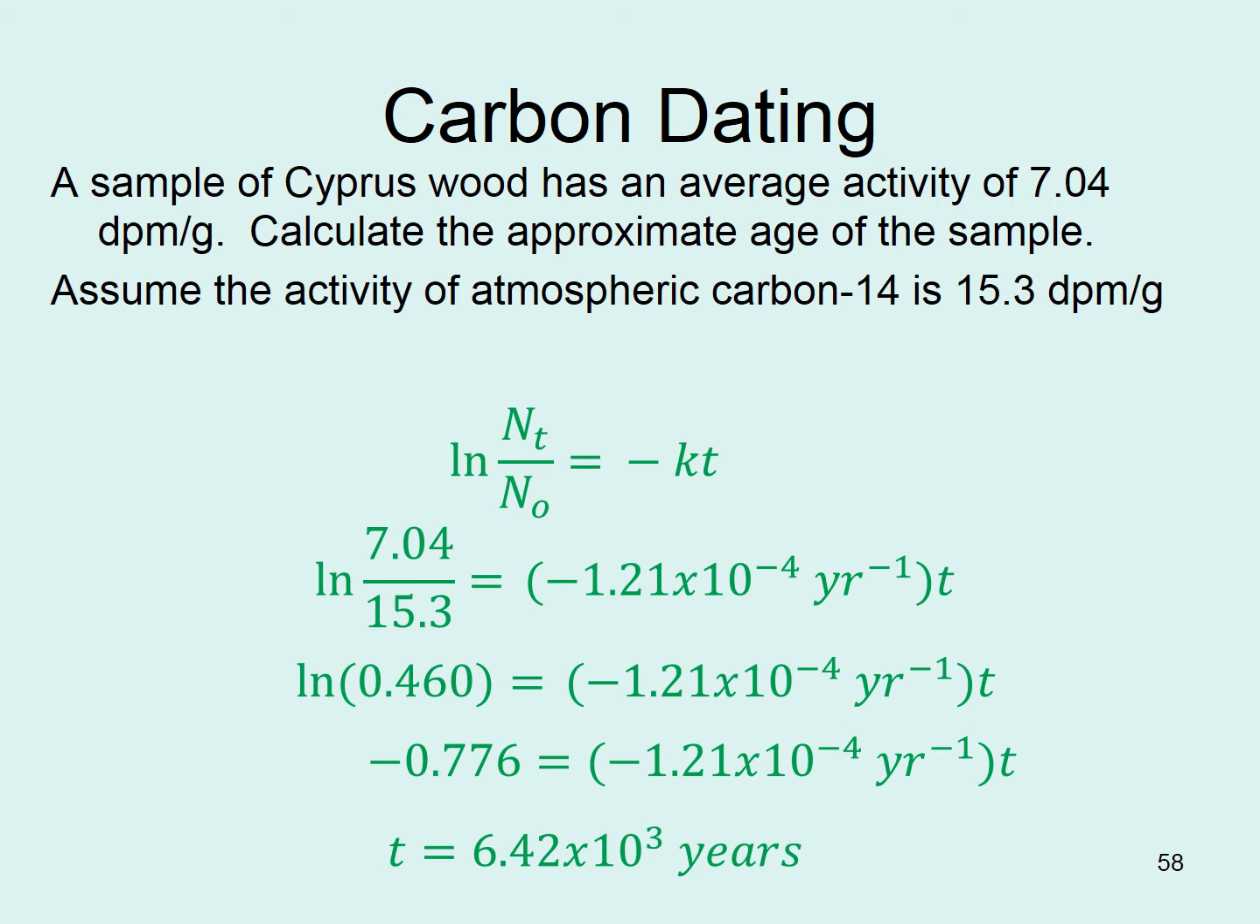So the ratio 7.04 divided by 15.3 gives us 0.460. If we take the natural log of that, we get negative 0.776. Divide both sides by negative 1.21 times 10 to the minus 4, and we get 6,420 years. You can see 7 is a little bit more than half of 15.3, so this should be a little bit more than a half-life. So 6,420 years is how old this wood is.